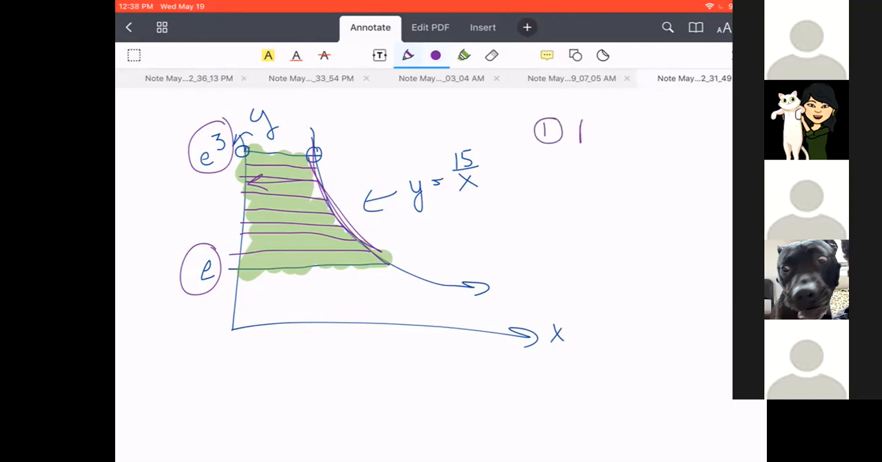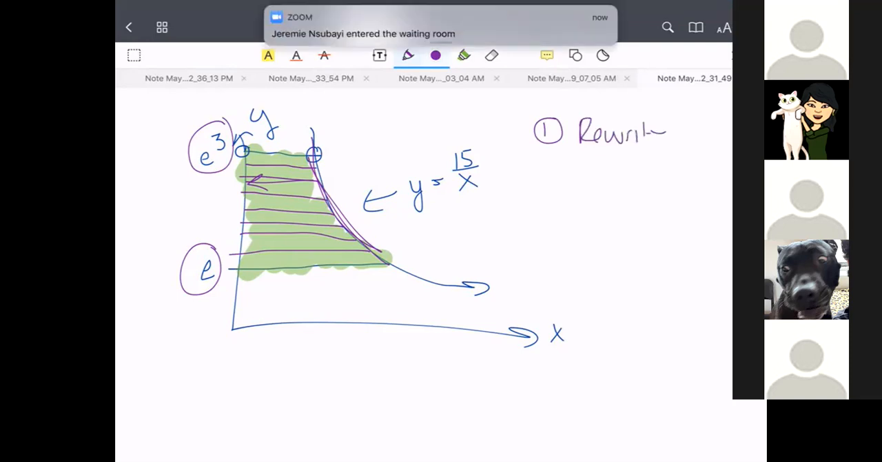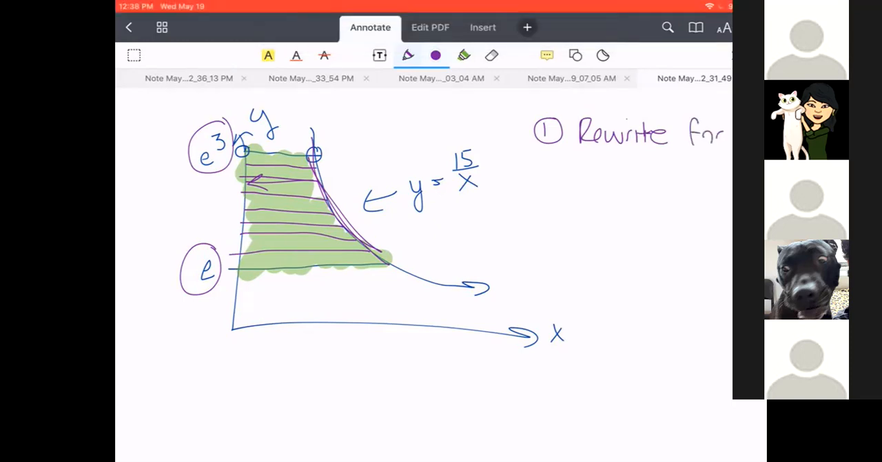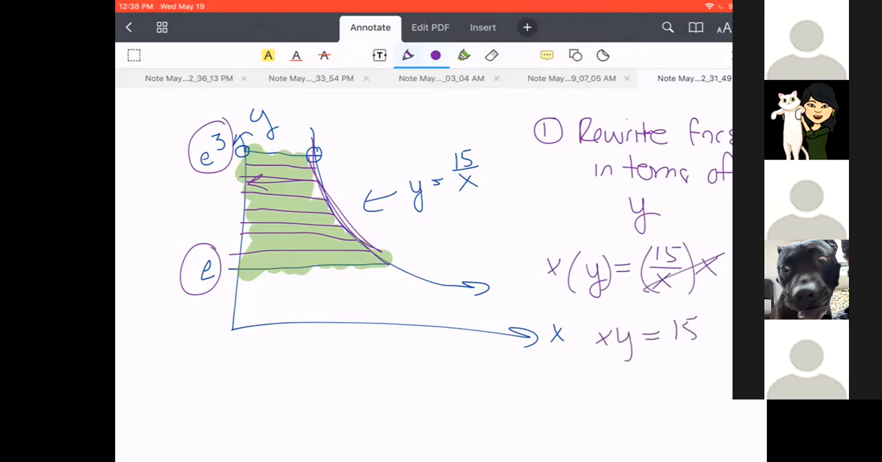So we're going to rewrite functions in terms of y. And what that means is instead of having y equals 15 over x, I really need this to be x equals something in y. So y equals 15 over x. I'm going to multiply both sides by x. And then I have xy equals 15, then divide by y, and you get x equals 15 over y. So instead of having a y equals equation, we're going to have an x equals equation.